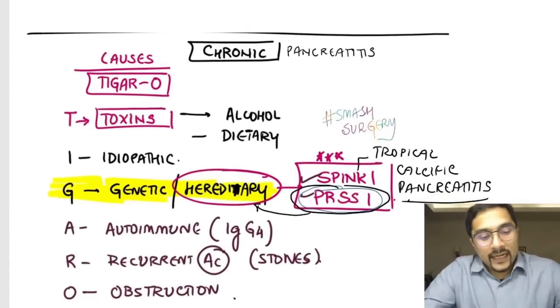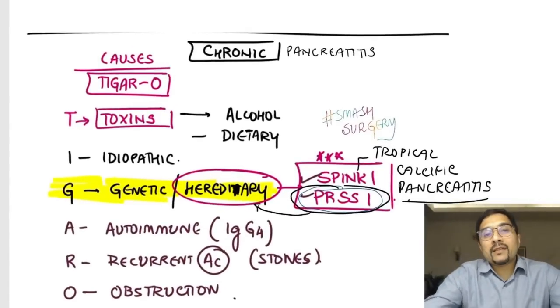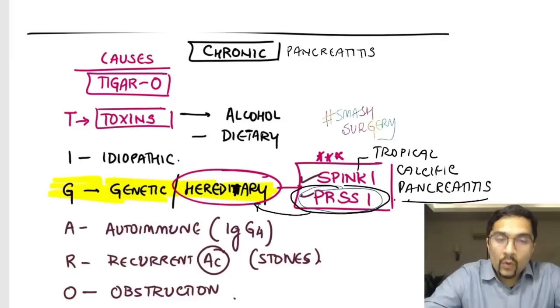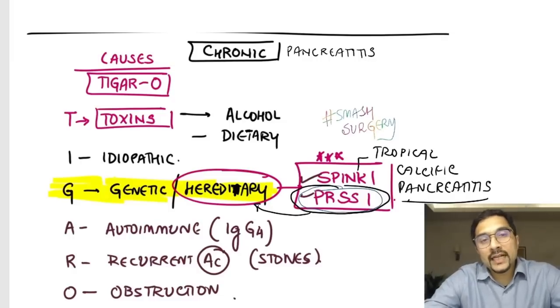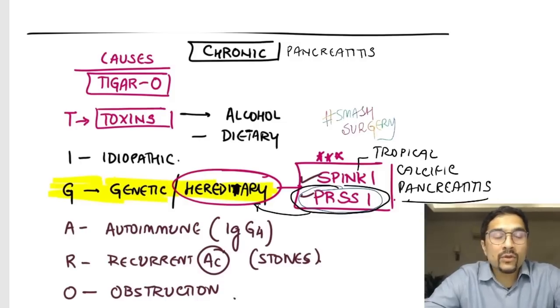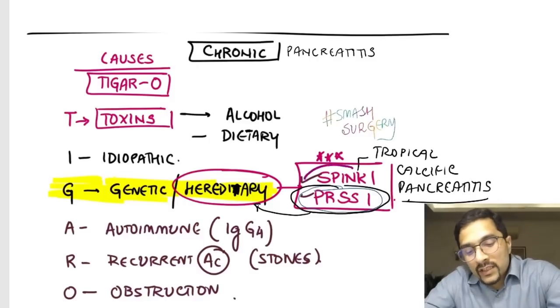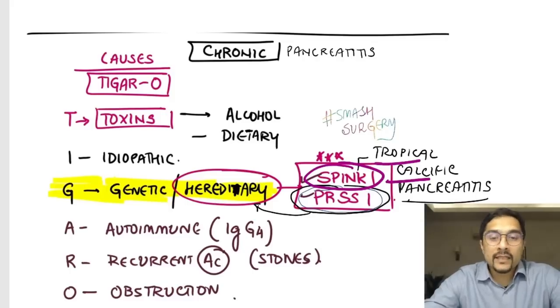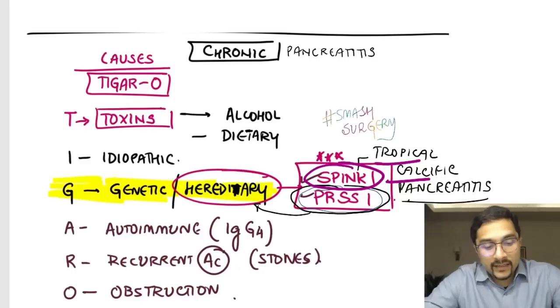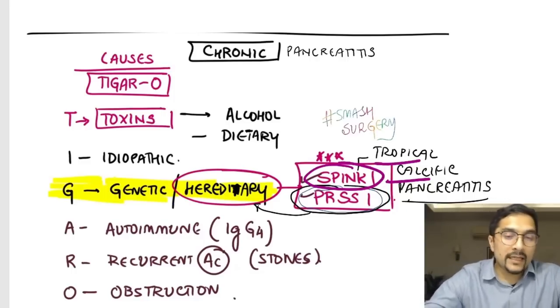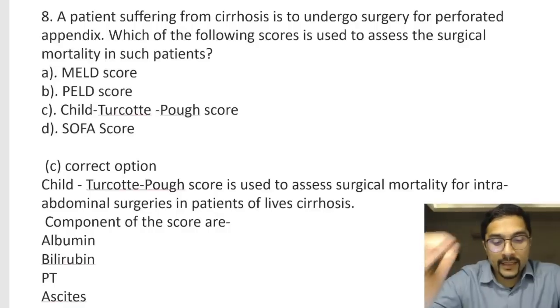Now, chronic pancreatitis has various causes which you can remember as the mnemonic TIGAR-O. Within this TIGAR-O, G stands for genetic or hereditary. And these are two genes which I want to mention to you because they've also been asked in the INI-CET exam. You have the SPINK1 gene which is seen in tropical calcific pancreatitis, whereas you have the PRSS1 gene which is seen in hereditary pancreatitis. I've already told you that IgG4 can be raised in autoimmune pancreatitis.